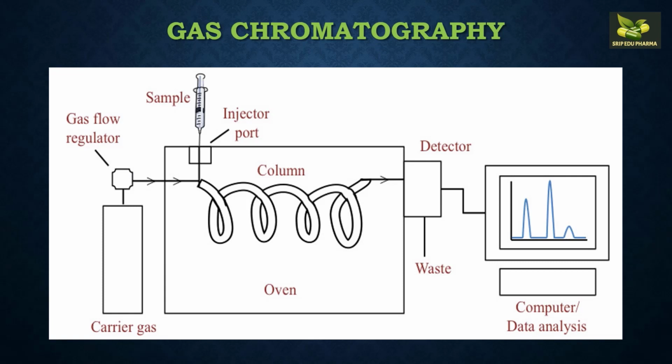Now, the detector is used as a brain. Why brain? Because it actually reads the fractions. There are different types of detectors used in gas chromatography: either TCD, thermal conductivity detector, or flame ionization detector, FID, AID, argon ionization detector, or ECD, electron capture detector. Any detector can be used for detection of fractions in gas chromatography.